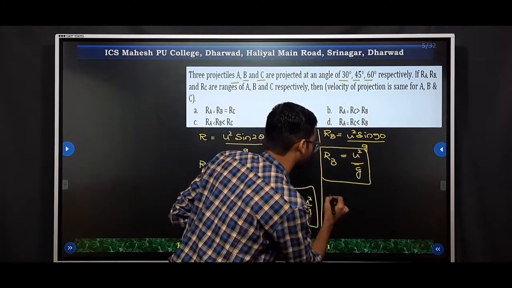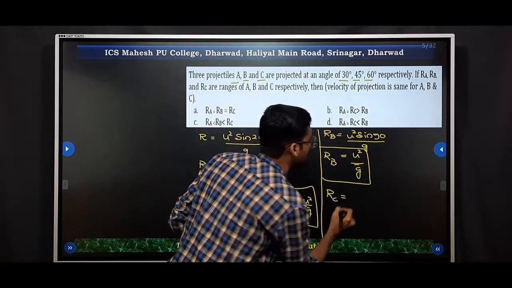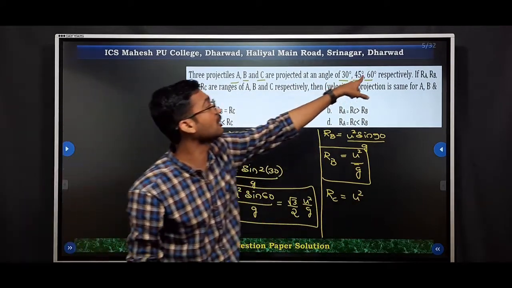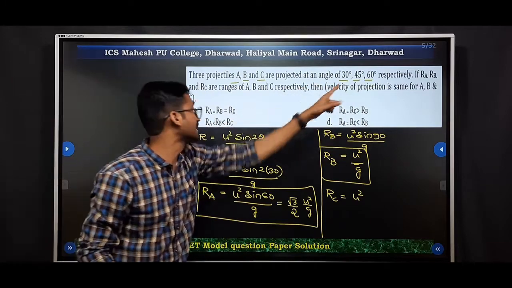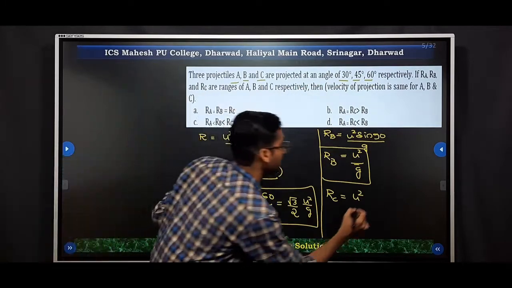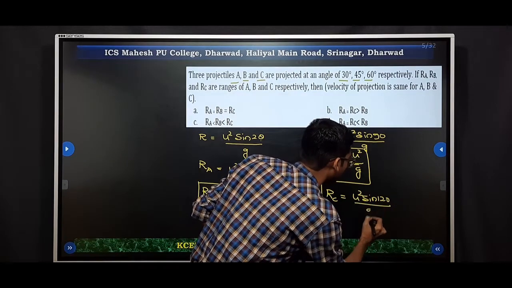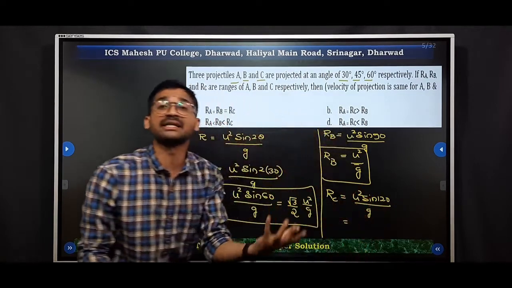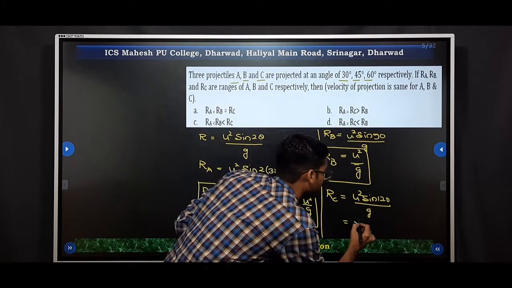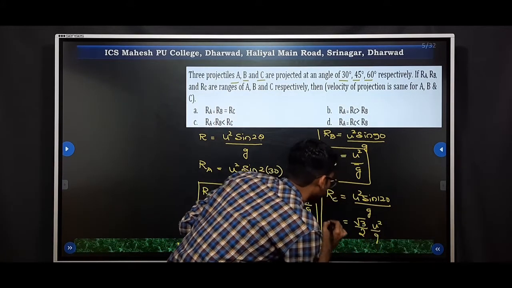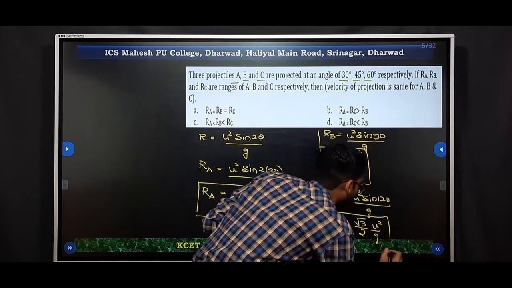Moving on to the third projectile, that is R subscript C. Therefore, u square into sine of 2 theta, with theta 60 degree. 60 into 2 is 120. Therefore, sine of 120 whole divided by g. Sine 120 is again root 3 by 2. Therefore, root 3 by 2 into u square by g. Therefore, here we are getting the RC value.